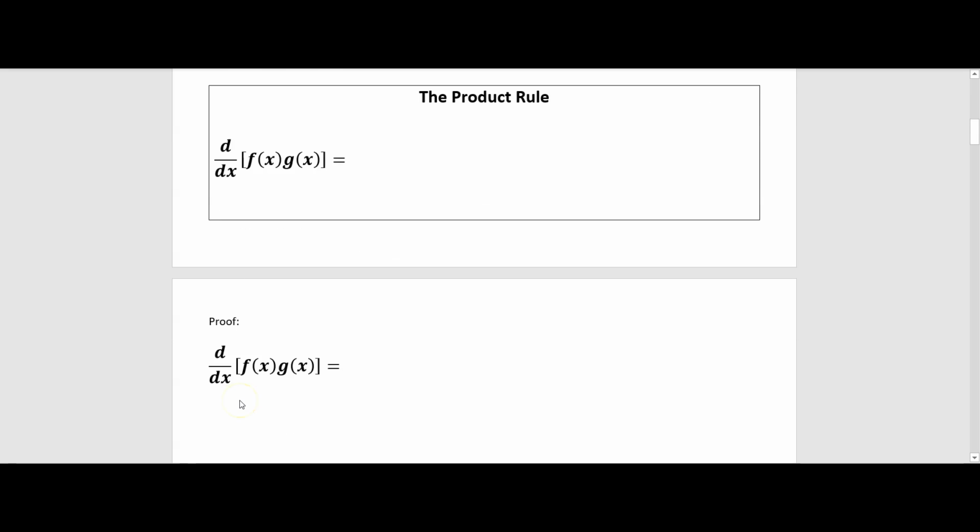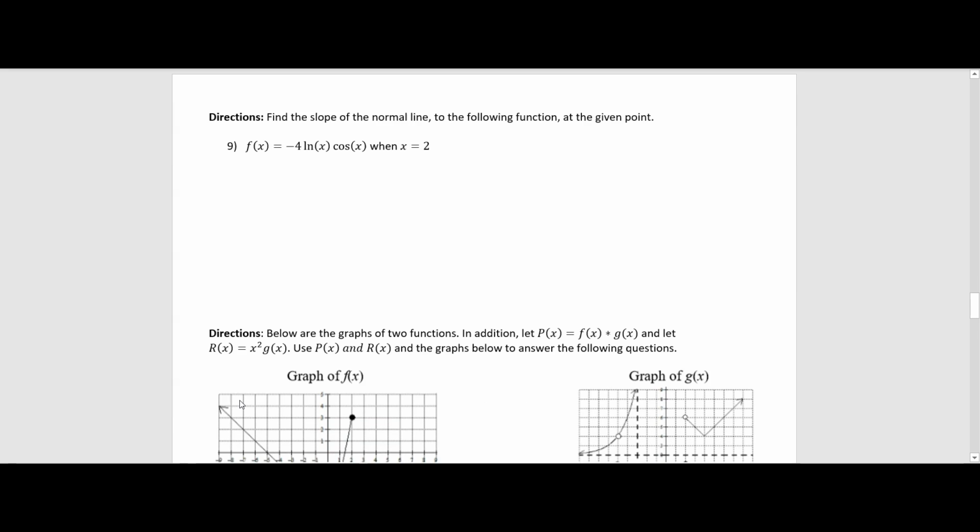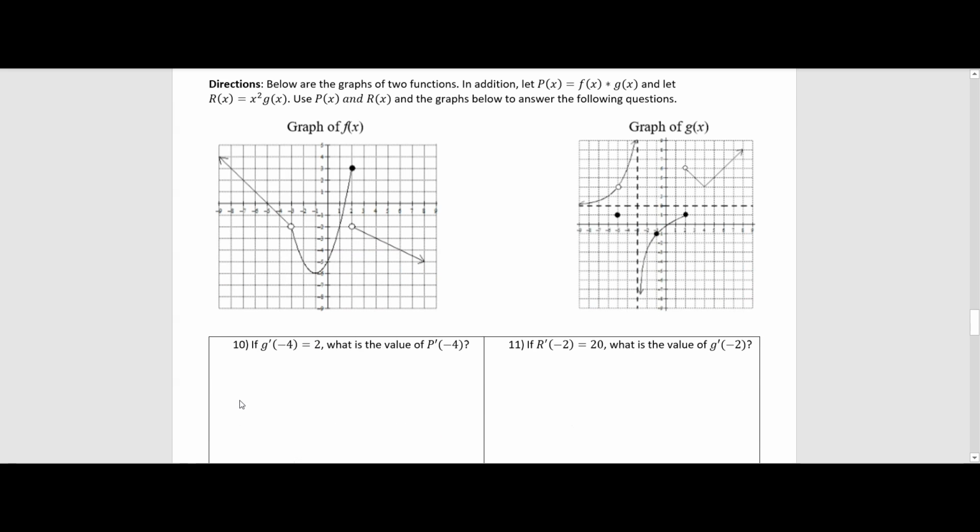So let's go down to problem 10. That's where we're going to start. Again, I encourage you to pause the video, work out problem 10, and then come back and see if your answer matches mine.